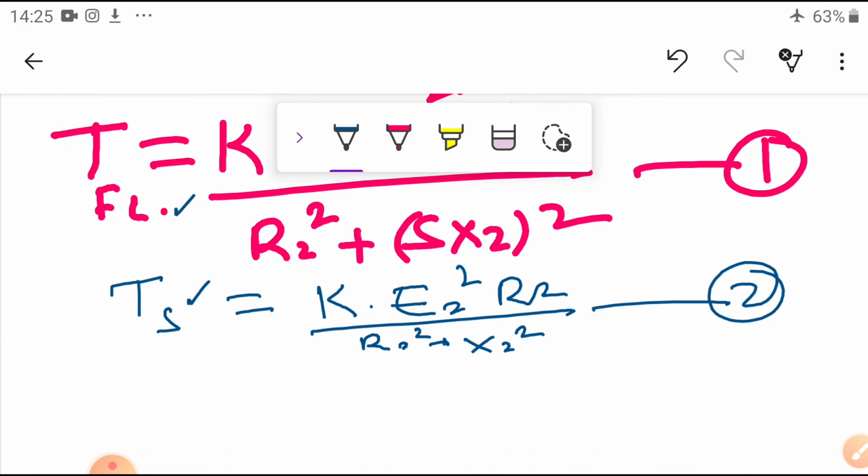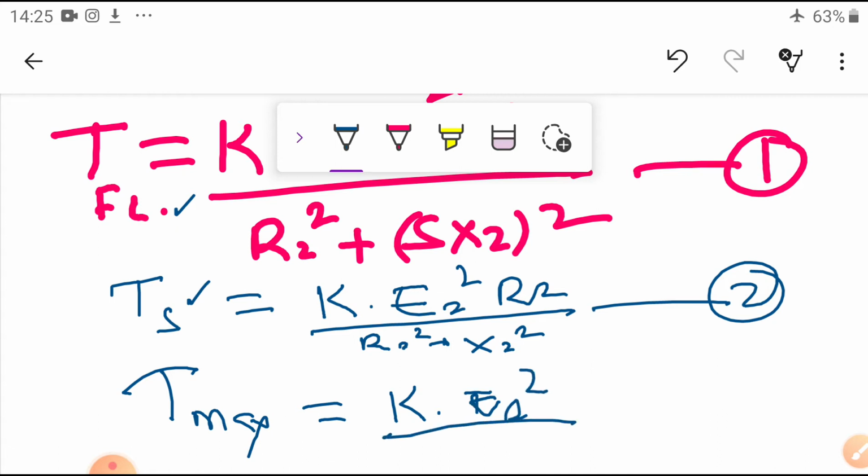At the same time, we derived the maximum torque, T max, also. The condition is S equal to R2 by X2, which we calculated. Last class we derived T max is some K into E2 whole square divided by 2 X2. This is the third equation.